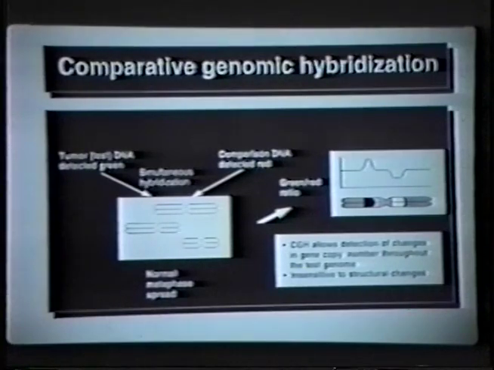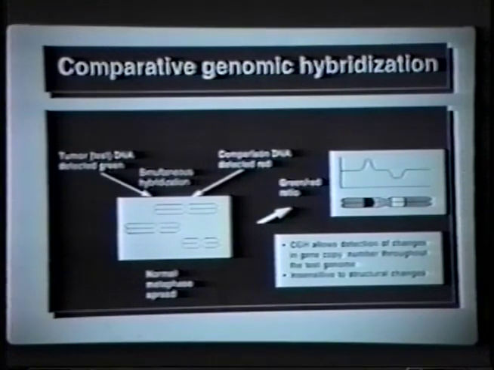And so what I want to talk about in the last few minutes of this presentation is a new technology that we've developed in the lab in San Francisco over the last 6 months or so called comparative genomic hybridization. And this does not have that limitation. This allows you to look at the entire genome in one experiment.